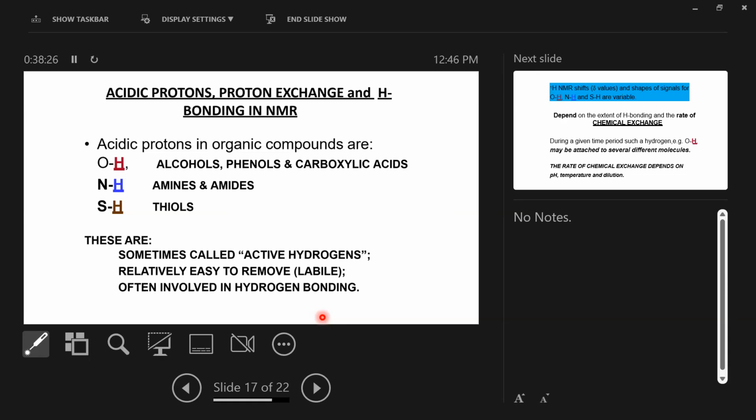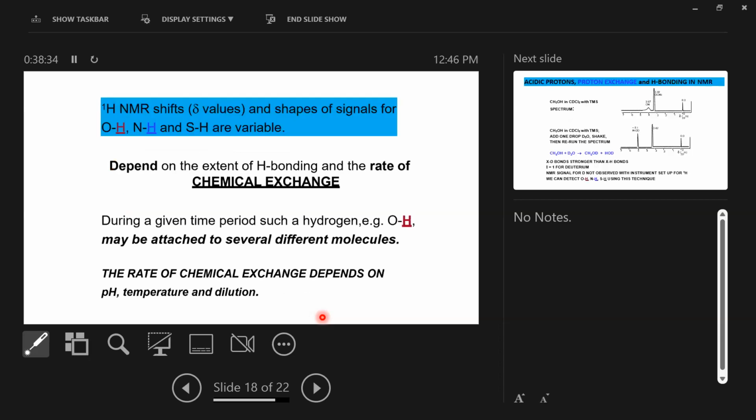So what about the deuterated solvent? I don't reach there yet. You guys are asking excellent questions, but that's the next slide. They depend on the rate of hydrogen bonding, which is the rate of the chemical exchange. I'm going to show what I'm talking about.